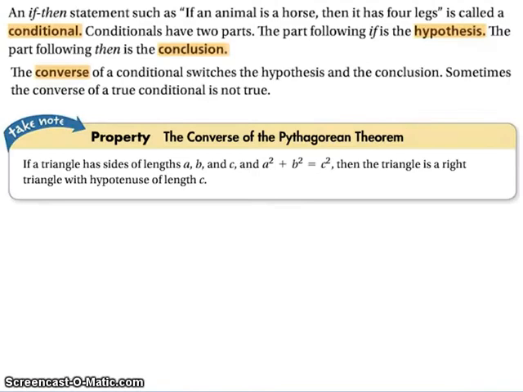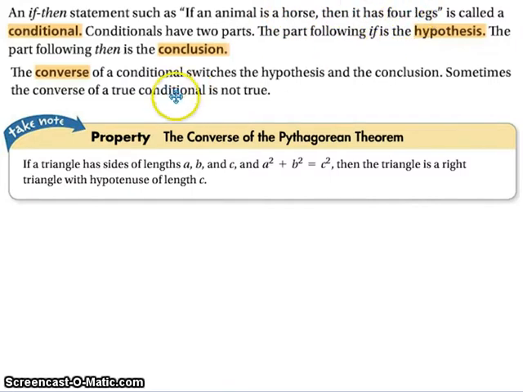Okay. All right, now we've got something called a conditional statement. If then. Okay, like it says, if an animal is a horse, then it has 4 legs. Okay, this is called conditional. If, this is the hypothesis, very scientific word, then brings about the conclusion. So if the hypothesis is true, then the conclusion is true.